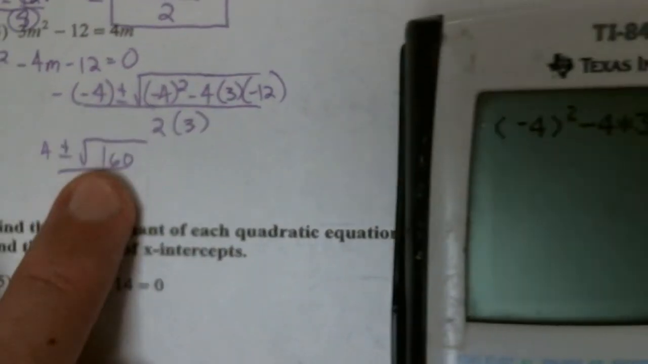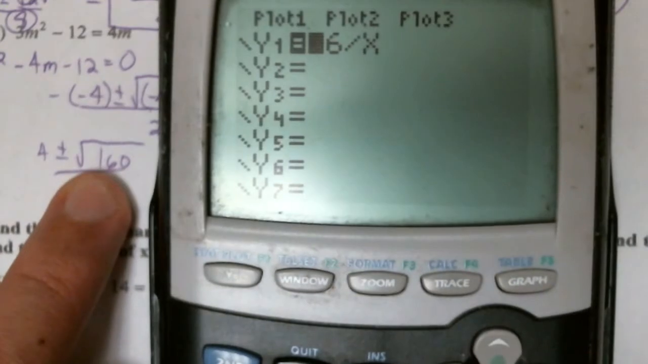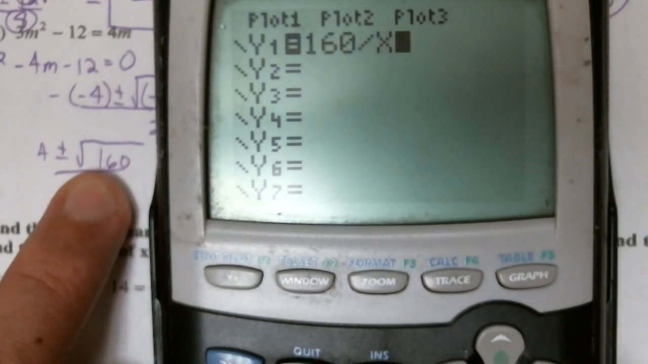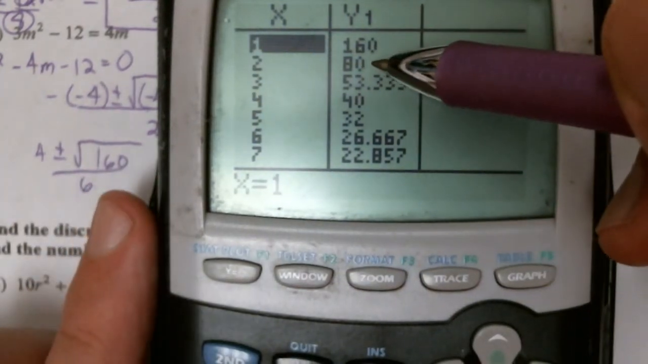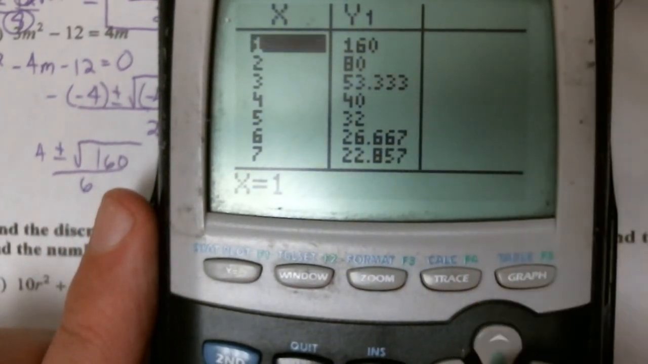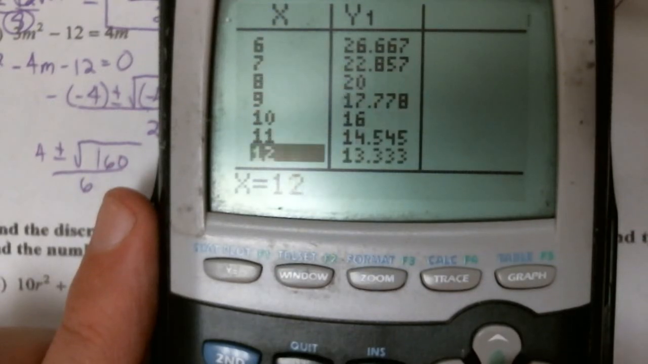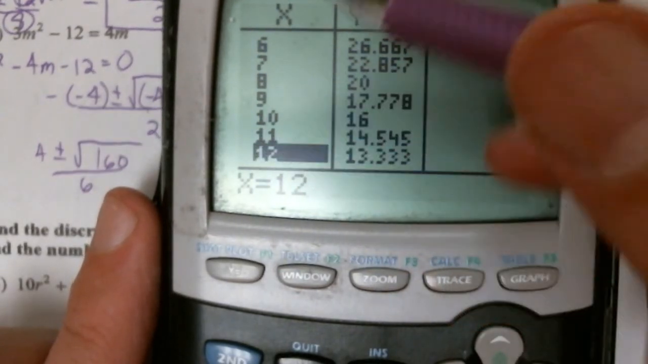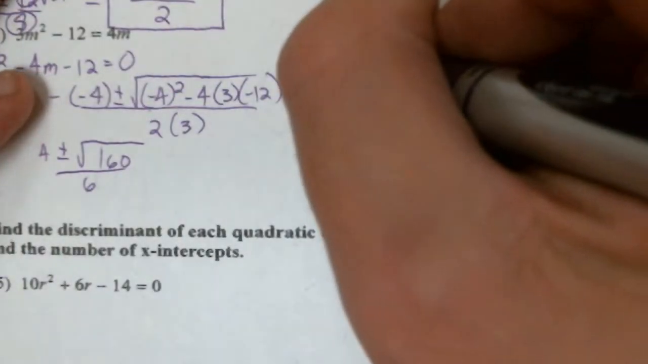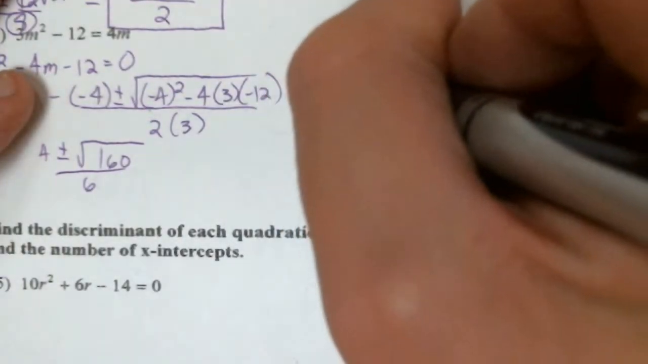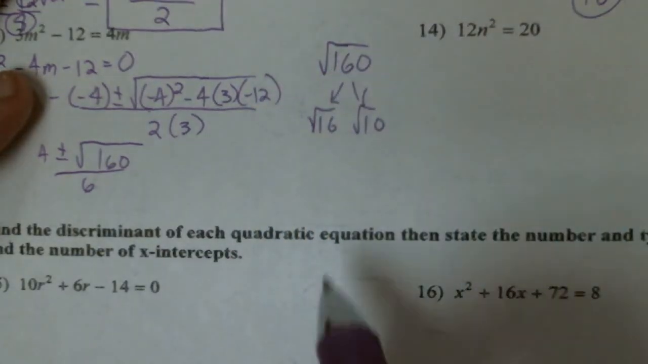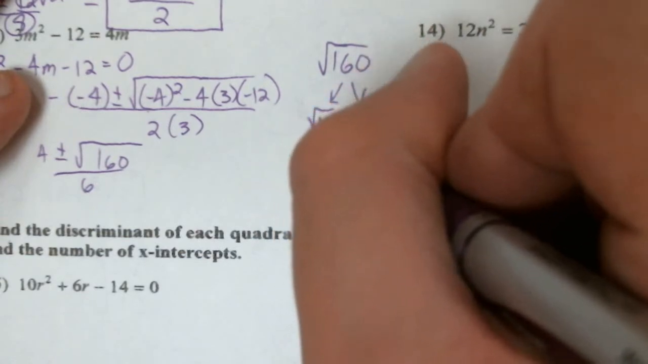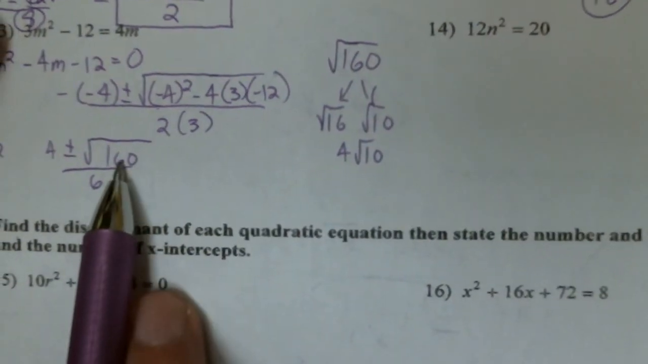Now, how does 160 break down? Go to y equals, type in 160 divided by x, second table. And let's start at 0. Let's see if we can find a perfect square in here. There we go. There's a 16. 16 and 10. Okay, so the square root of 160 breaks down into the square root of 16 and the square root of 10. Square root of 16 is 4, so this is just 4 root 10. So I will replace the root 160 with 4 root 10.